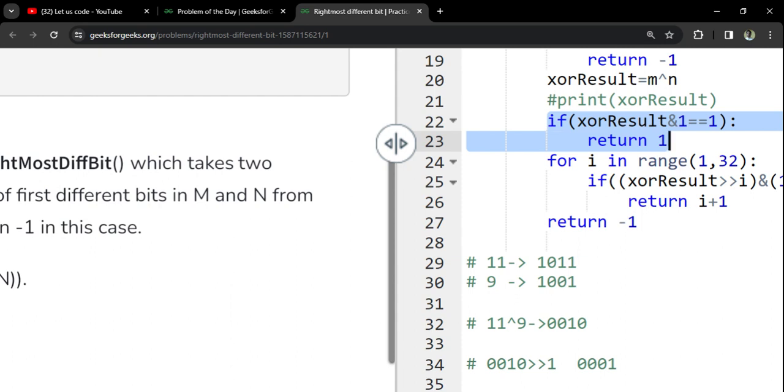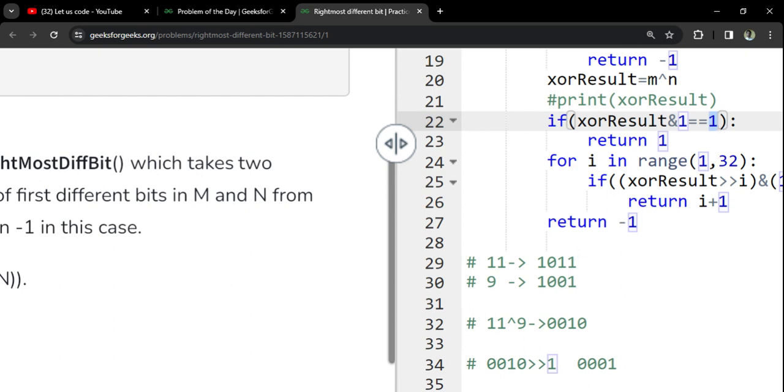Whatever is the result of XOR, I will do an AND with 1. AND with 1 basically means what? If you do an AND with 1, it basically means take only the rightmost, that is the least significant bit, and do an AND with 1. If the least significant bit is 1, then the AND with 1 will result in a 1.